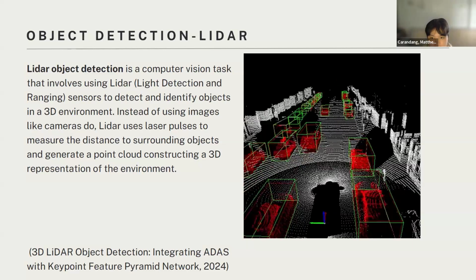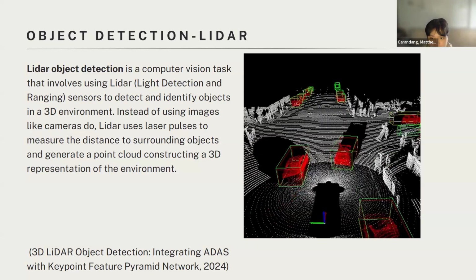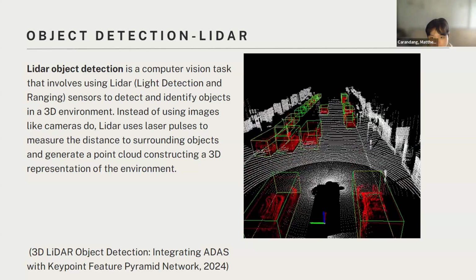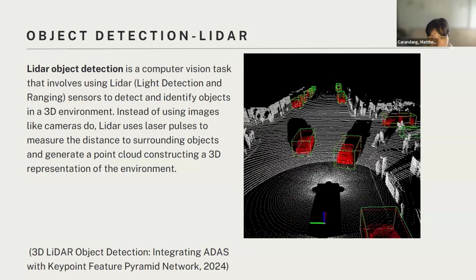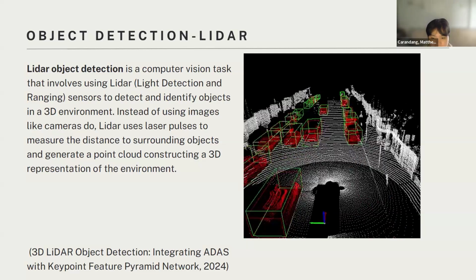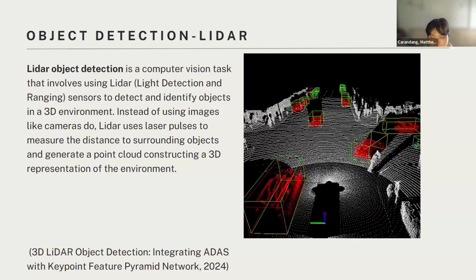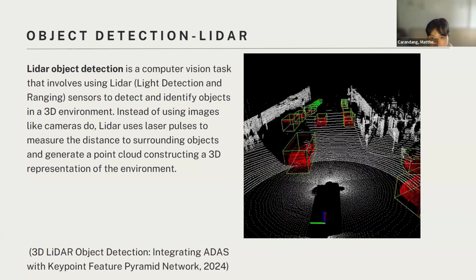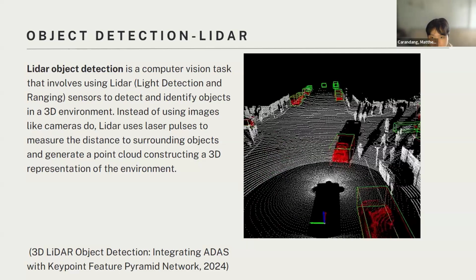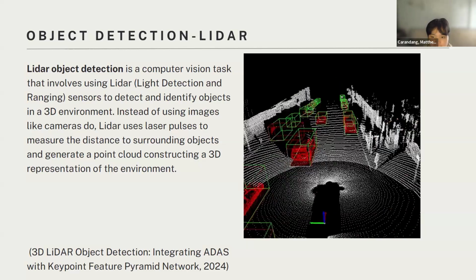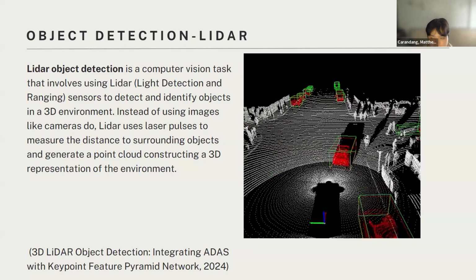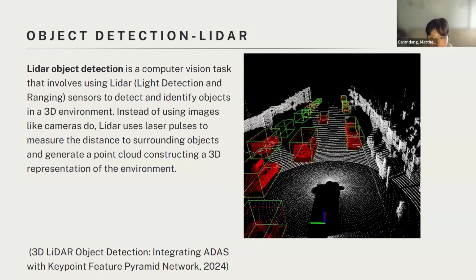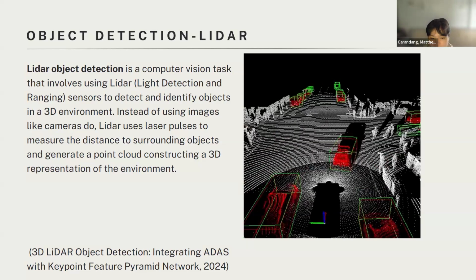Since you're processing different data: compared to plain images, where you're processing 2D images, here you're processing 3D point clouds. So each pixel, or each point, is taken into account when processing LiDAR data.